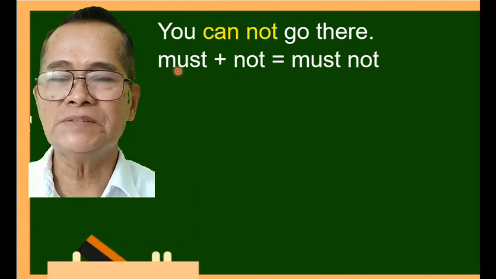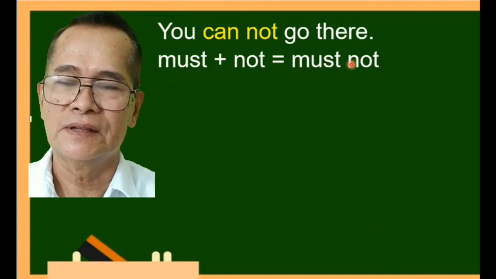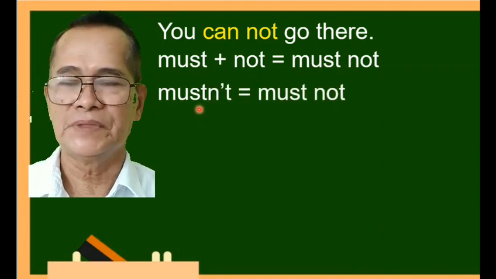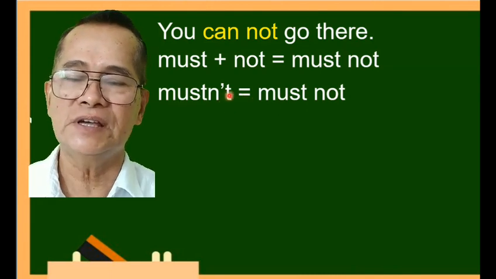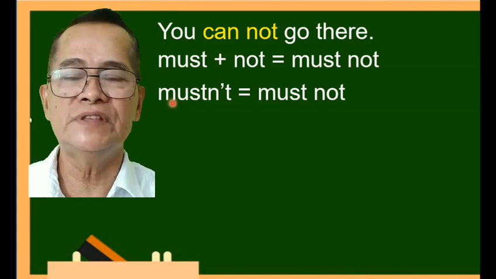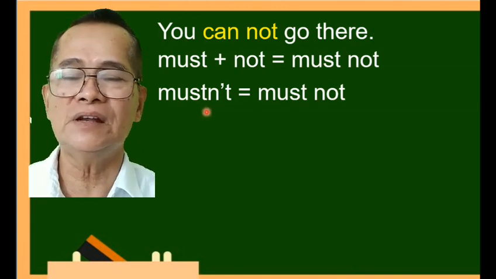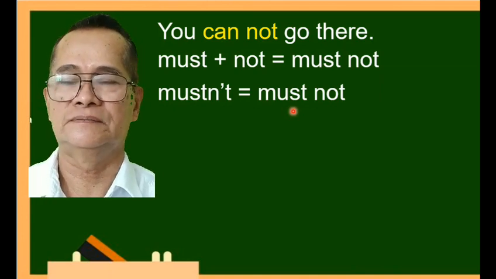Okay. Must plus not equals must not. And the shortened word or the contracted word is mustn't. And this mustn't is also must not. They have the same form. This is two words, this is one word, but basically they have the same use and the same meaning in a sentence.